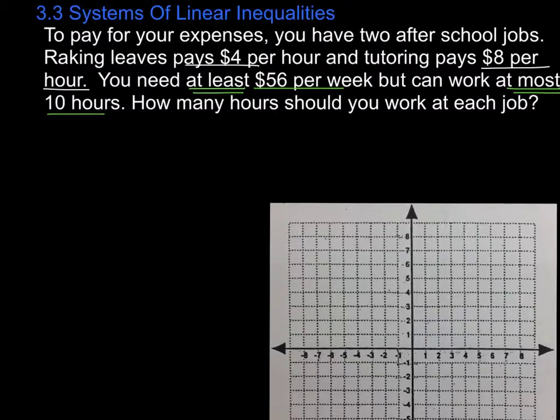Again, not exactly 10 hours, it's at most 10 hours. So the goal is to find out what combination of hours for the job should we work. So should I work 5 hours at one and 5 hours at the other, 3 hours at one and 2 hours at the other? And the reality is there's probably a lot of answers to that. So one of the best ways to solve a problem like this is to actually graph it so we can see all of the many right answers we have.